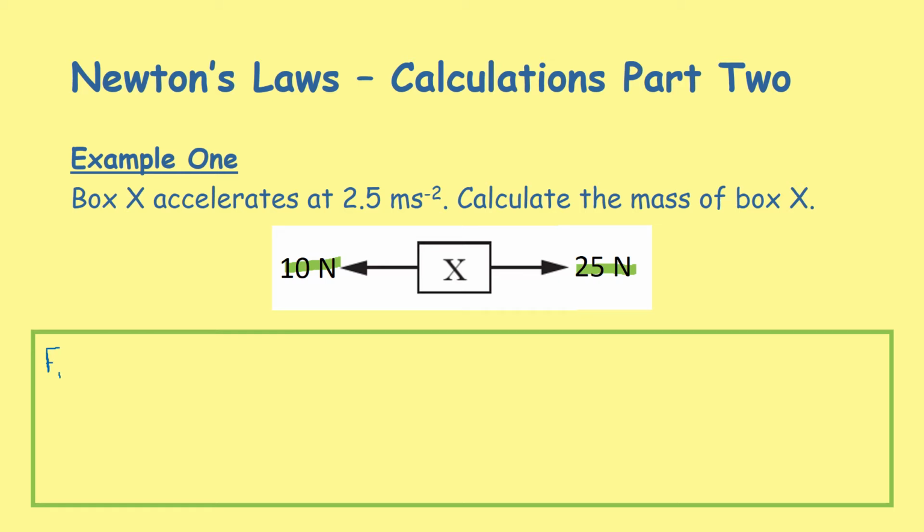So our unbalanced force, which I will label F with a subscript of UN for unbalanced, is going to be equal to our force in the forwards direction, which I'm taking to be this direction.